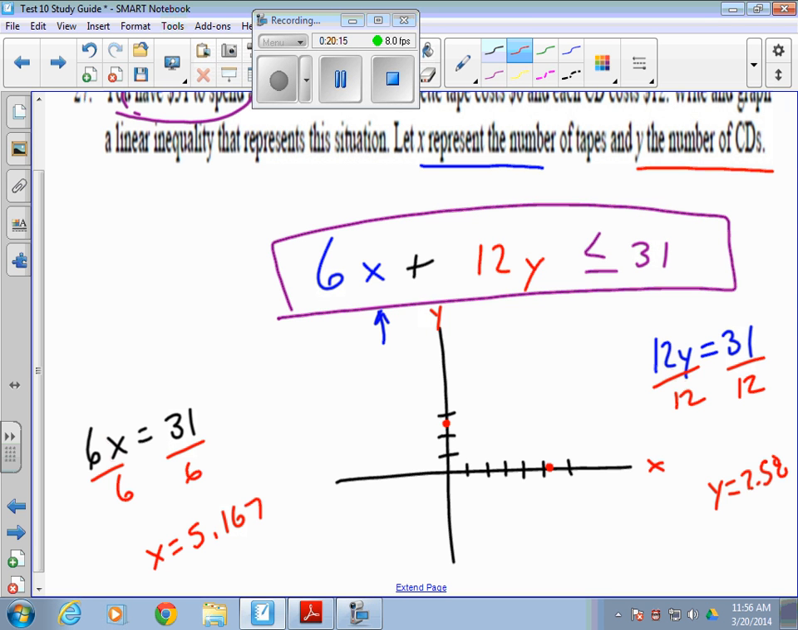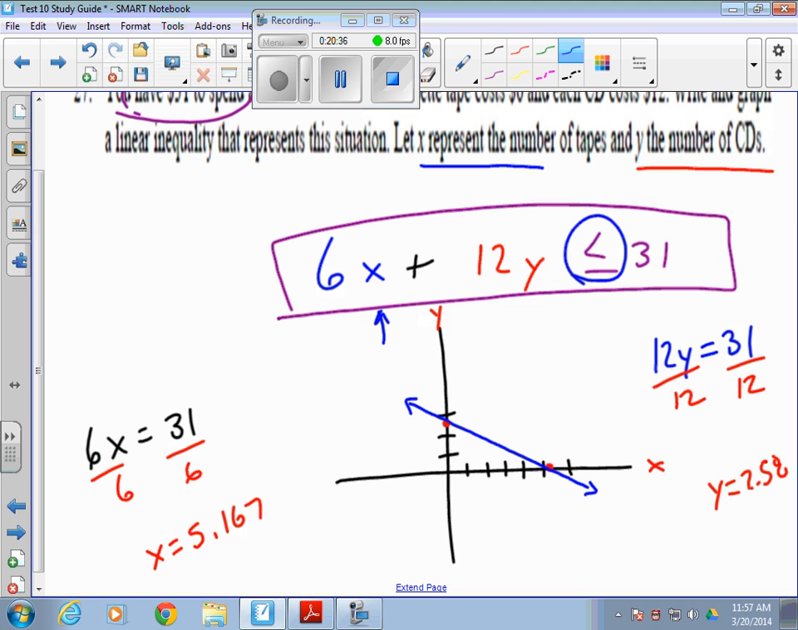Now we have our 2 points to draw a straight line. The next part that's different is this right here. Is it going to be a solid line or a dashed line? Well, since it's less than or equal to, that means it will be a solid line. The second part that's different about inequalities is we have to shade one side or the other. Well, we know it's less than, so it's going to be below this line.